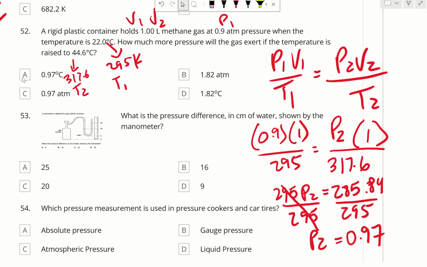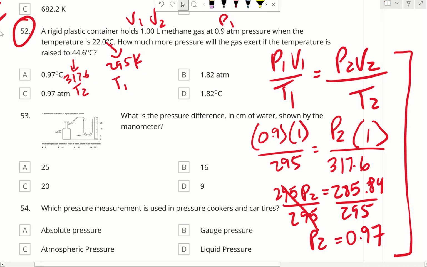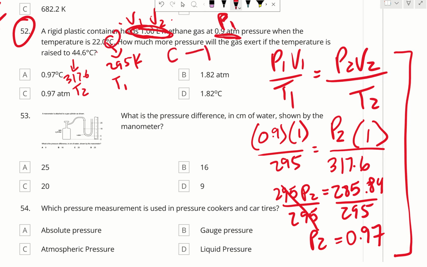To move quicker, number 52, I already wrote down the calculations here. Pause it, read it. So it says 1 liter, right? This is my volume 1 and my volume 2. It's not changing. 0.9 atmospheres pressure, that's my P1. The temperature is 22 degrees Celsius. Remember, we have to change Celsius to Kelvin. So I added 273. This is my temperature 1.